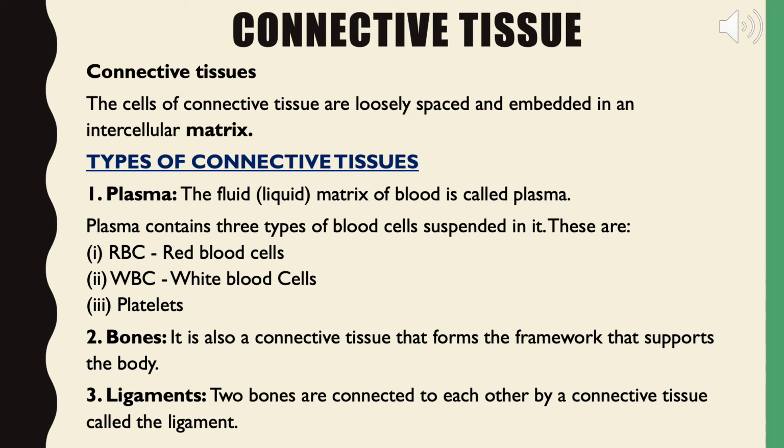Now, the second thing is bones. Bone is also a type of connective tissue, and this bone is very hard, brittle, strong, and not flexible. And the matrix compound of bone is calcium and phosphorus. Then comes ligament. If you talk about ligament, ligament connects bone with bone and it is very elastic in nature.